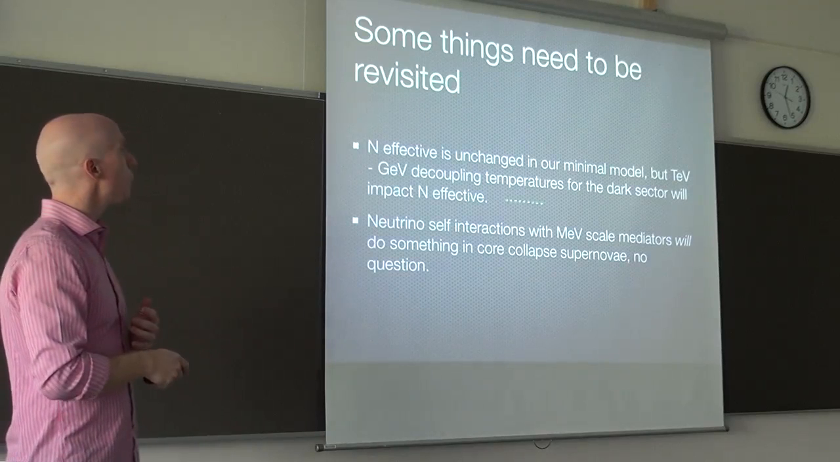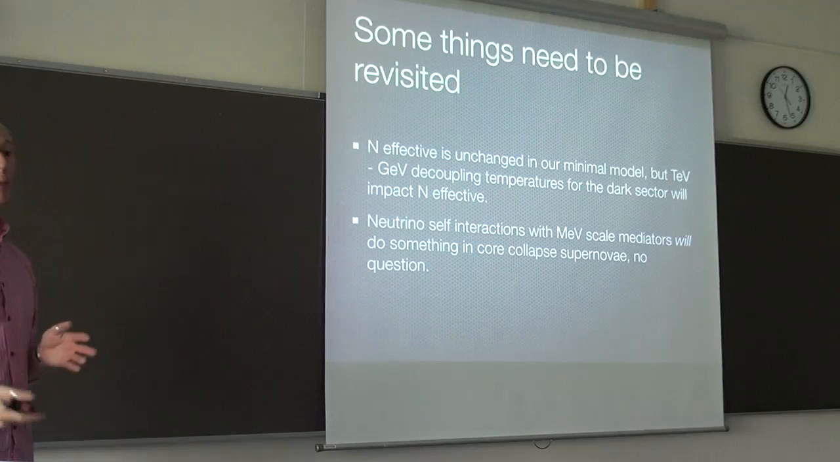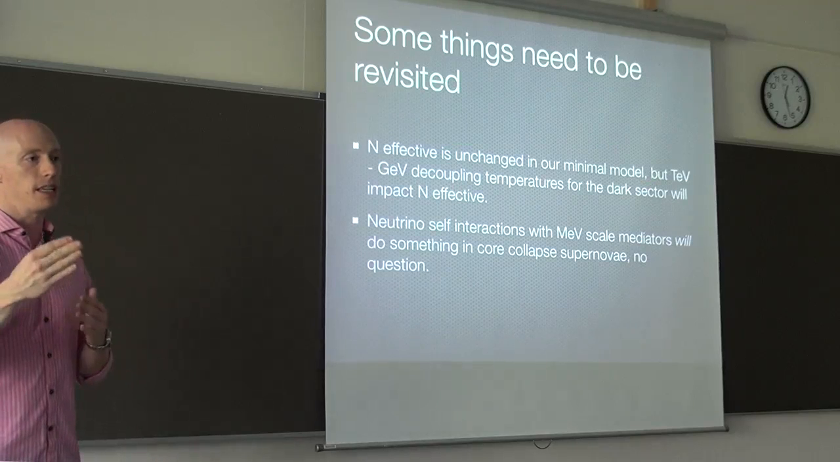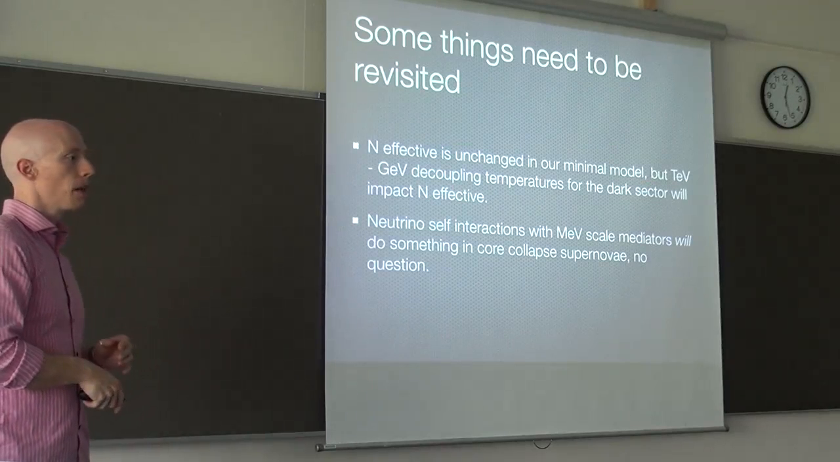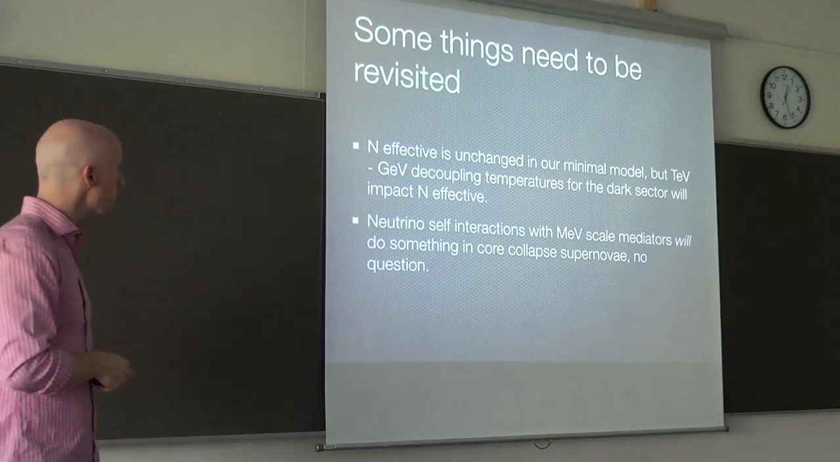So we don't know exactly what the total N effective is yet. It could be somewhat larger. If you move the decoupling temperature between the TeV to GeV range, you can get a delta N effective in line with the Planck results. So delta N effective is about 0.3.